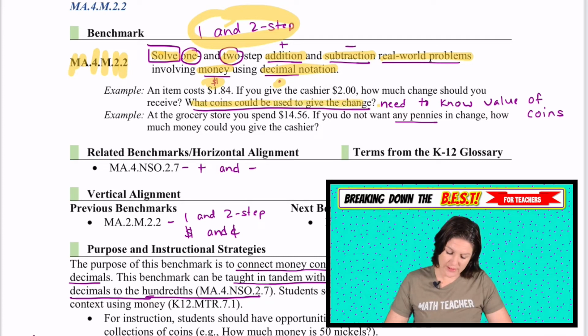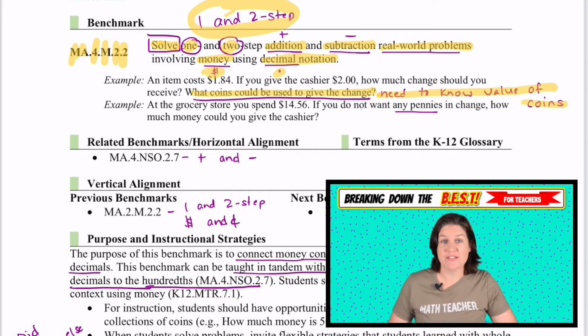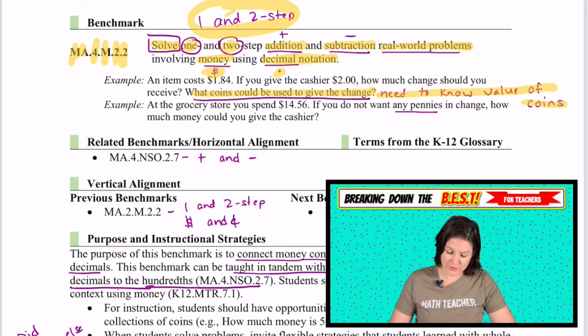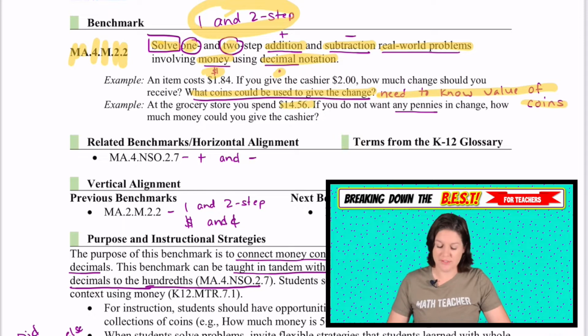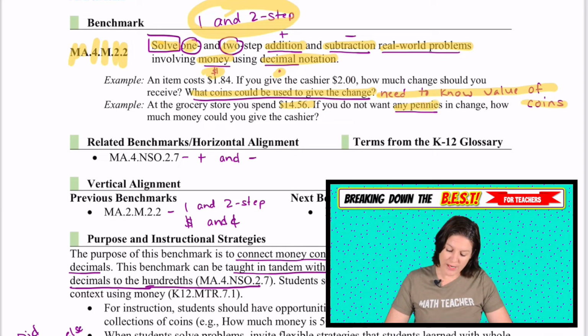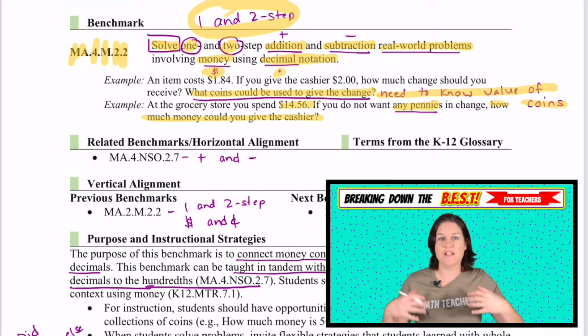Looking at this question right here is awesome, but we need to understand that students need to know the value of coins, so we might need to provide some remedial resources there for students. With this one, it says at the grocery store you spend $14.56. If you do not want any pennies in change, how much money could you give the cashier? So it's really thinking about the value of coins plus the operation of coins.